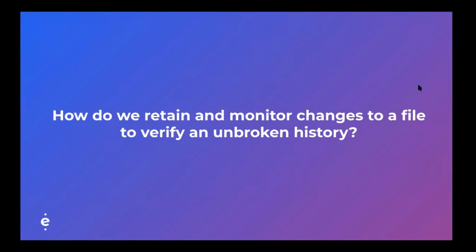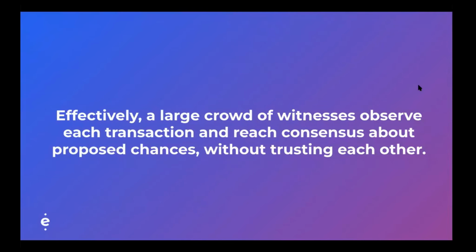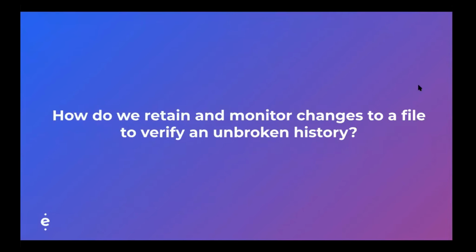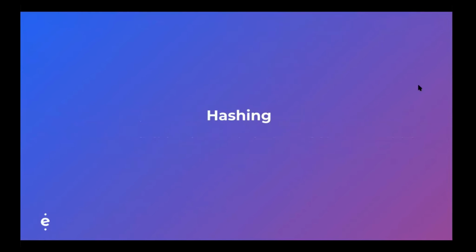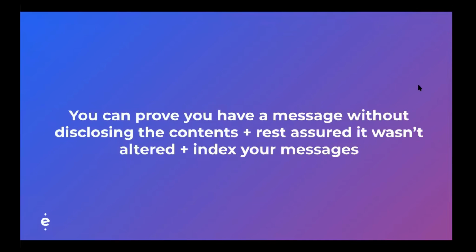But how do we retain and monitor changes to a file, to the history of a blockchain? How do we verify that this history, this thing we want to have consensus over, is correct? We use this thing called hashing. This is where a blockchain has the cryptography bit, the crypto bit of crypto.